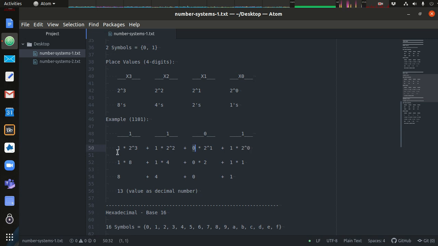Right? And here we just simplify. So 2 to the third is 8. 2 to the second is 4. 2 to the first is 2. 2 to the 0 is 1. And then we just multiply. 1 times 8 is 8. 1 times 4 is 4. 0 times 2 is 0, and then 1 times 1 is 1. So our final number is the sum here, right? So 8 plus 4 is 12, plus 0, plus 1 is 13, right? So this is the value of that number as a decimal.